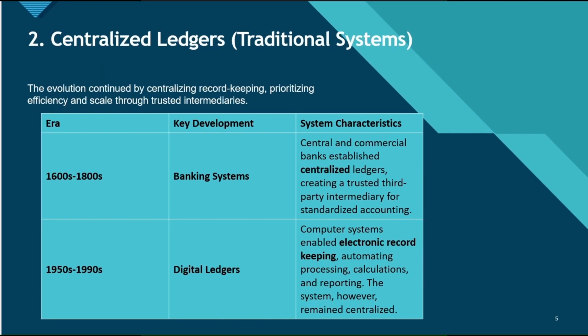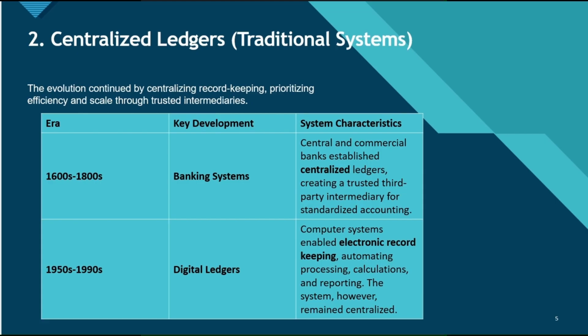Centralized ledgers, traditional systems. The image details the evolution of ledgers into centralized systems, a phase driven by the need for efficiency and scale achieved through the use of trusted intermediaries, like banks and large corporations. This period is marked by two key developments. 1.